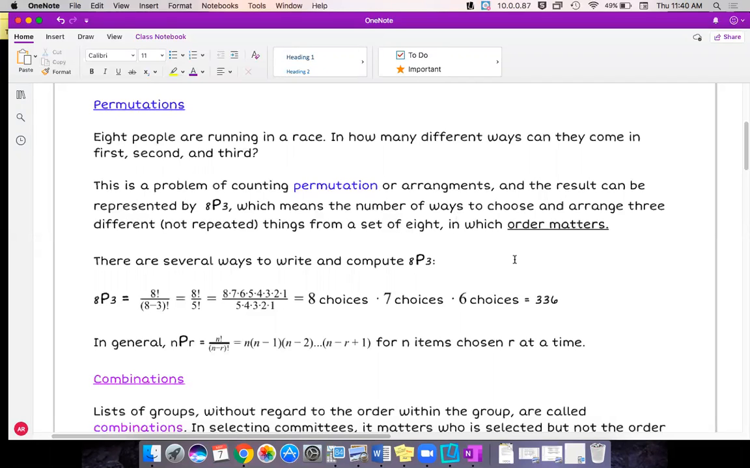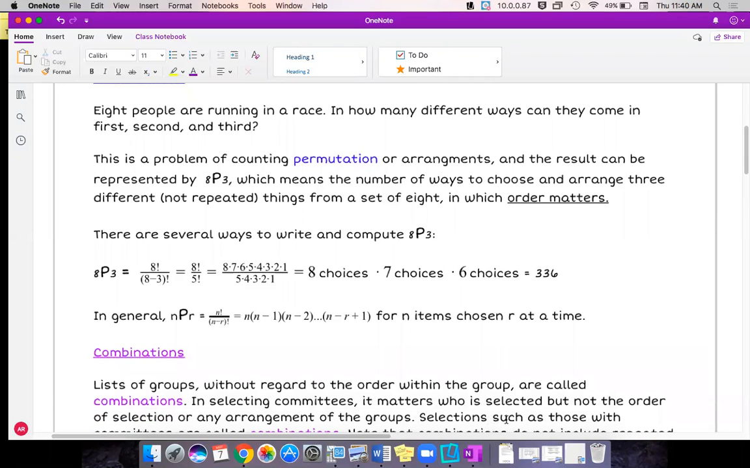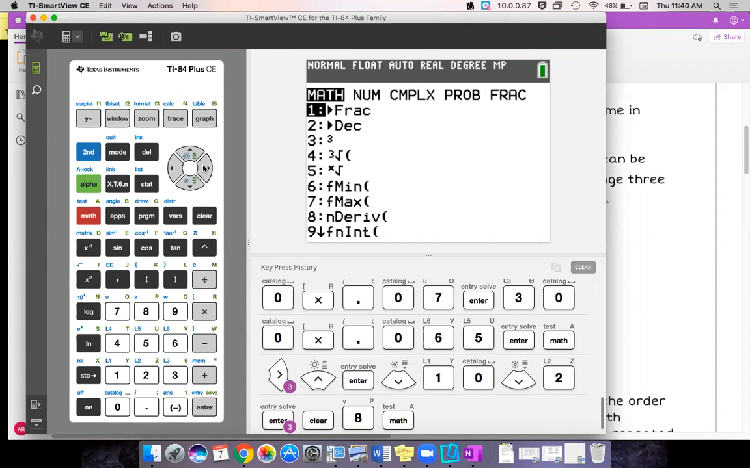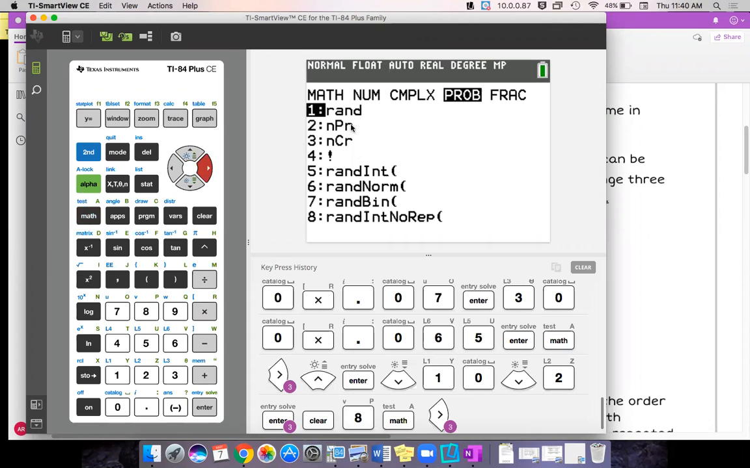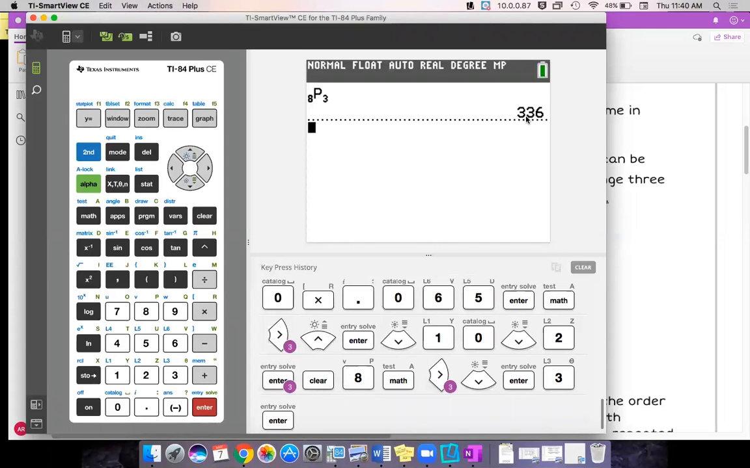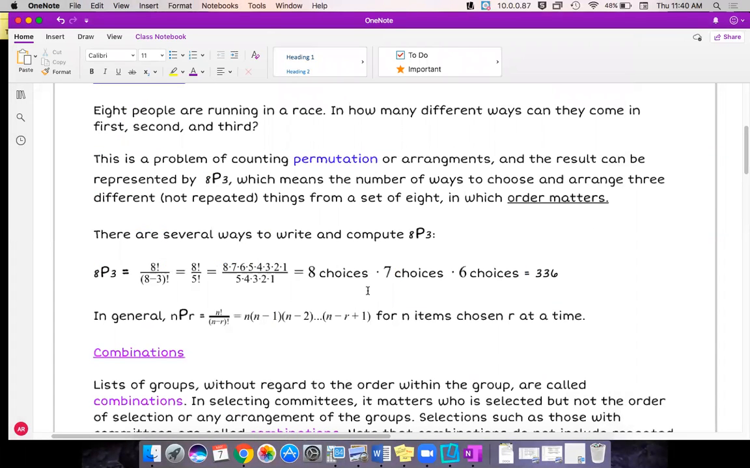There are several ways to compute 8 permute 3. One of them is in your calculator. If you go to your calculator, you can type the total number you have first, which is 8. Then go over to math, probability, and you have nPr right here, so you can go down to P. I have 8 things I'm choosing from, and I want to choose 3 people to get first, second, third place, and I want to figure out the total number of arrangements that would be possible. If I click enter, that'd be 336 total different arrangements of how that could happen.